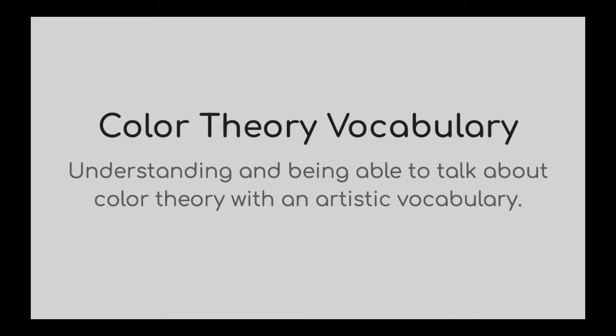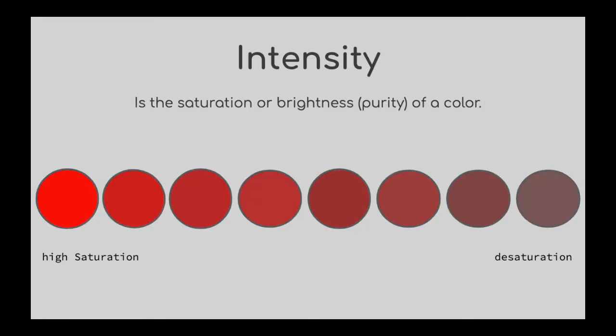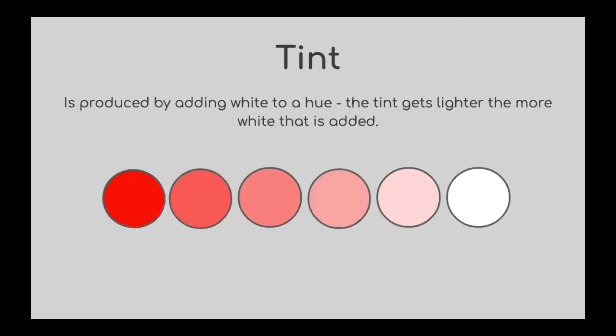First, we are going to look at the 3 characteristics of color: hue, intensity, and value. Hue is the name of the pure color with nothing else added. Next is intensity. Intensity is the brightness or saturation of the color, sometimes called the purity. The last characteristic is value. Value is the degree of the lightness or darkness of a color. There are 3 ways to show value: tint, shade, and tone.